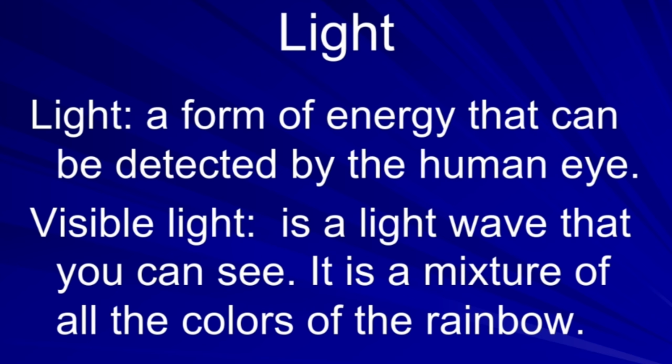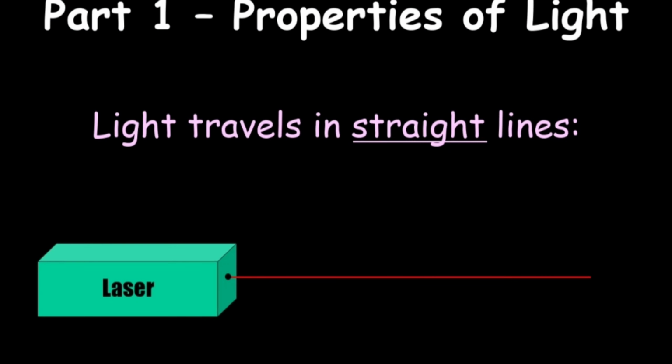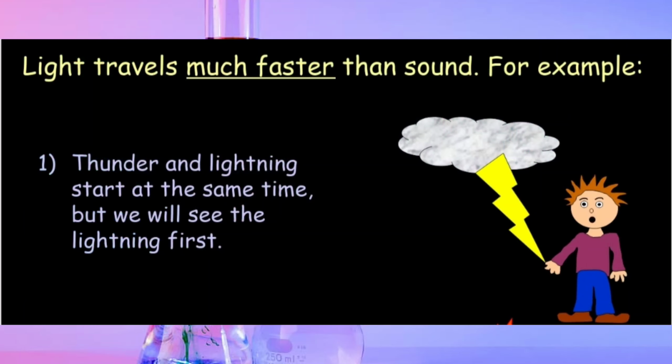Okay, we also have visible light. It is a light wave that you can see. It is a mixture of all the colors of the rainbow. Alright class, another thing that we need to know about the properties of light is that light travels in straight lines. And of course, we know already from the previous discussion about the speed of sound that light travels faster than sound.